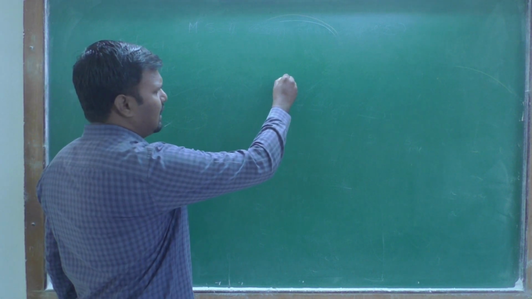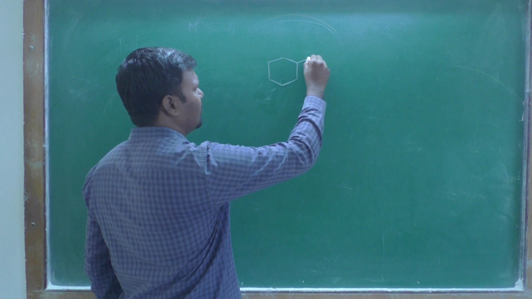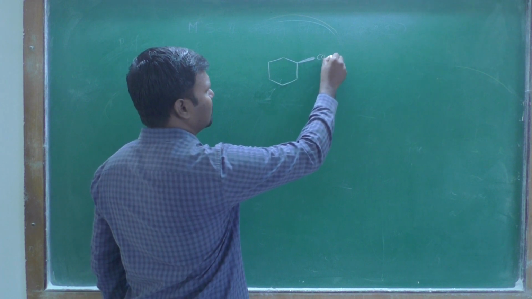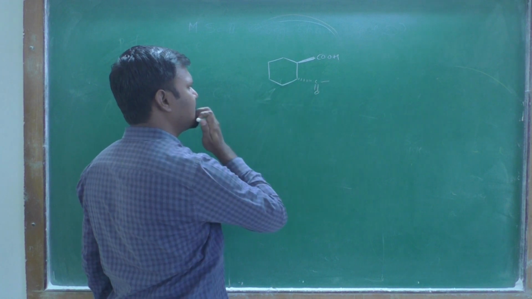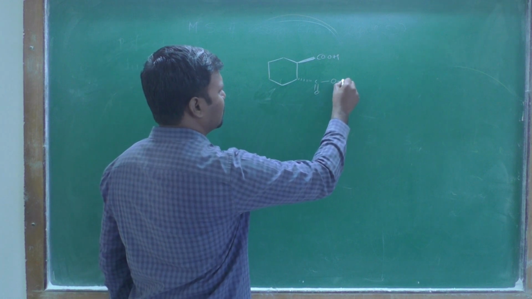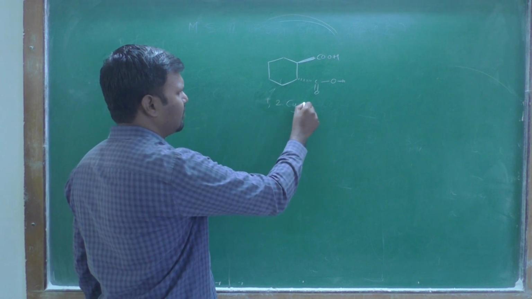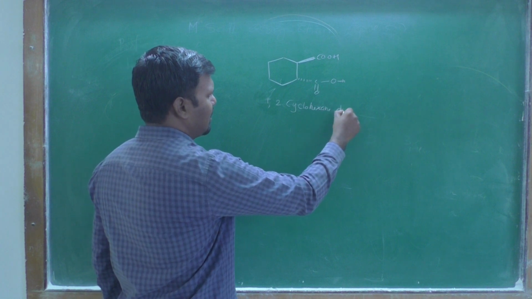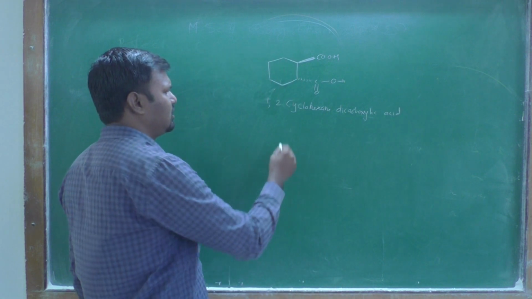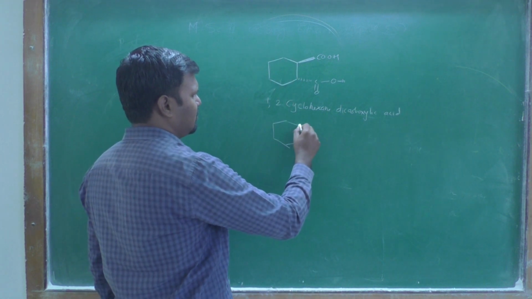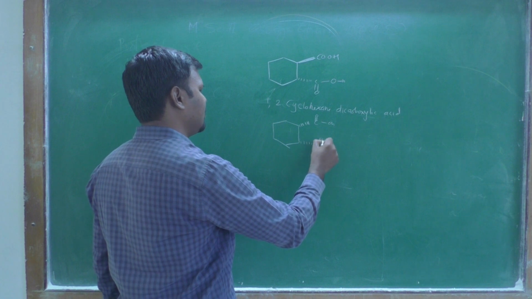Now, when you draw the compounds, our first compound and second compound, that is the trans one. Opposite, these two groups are opposite, trans: 1,2 cyclohexane dicarboxylic acid. And the second one is our same-side compound: one COOH is on the same side as the other COOH.